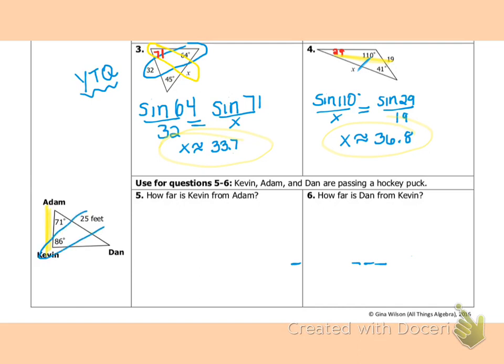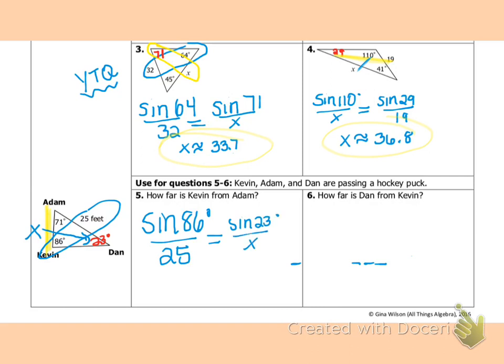I've got this pair that I know both of, so that means I can do law of sines. I know that the sine of 86 degrees over 25 has to equal, well, I want to find this length right here. Let's say I call this x, so I need to know the angle across from it. I'm going to have to figure out that missing angle, which is 23 degrees. Now I can complete my law of sines proportion, which equals the sine of 23 degrees over the side I'm looking for, which is called x, and x represents the distance from Adam to Kevin.